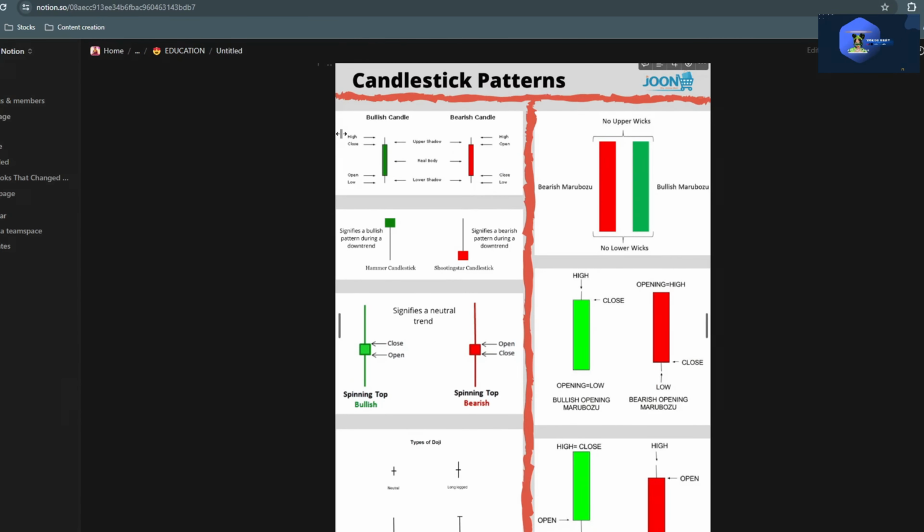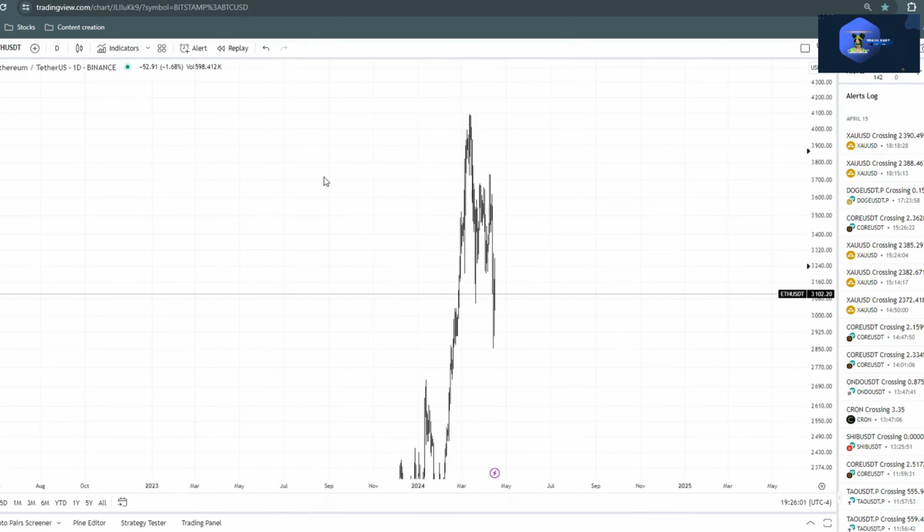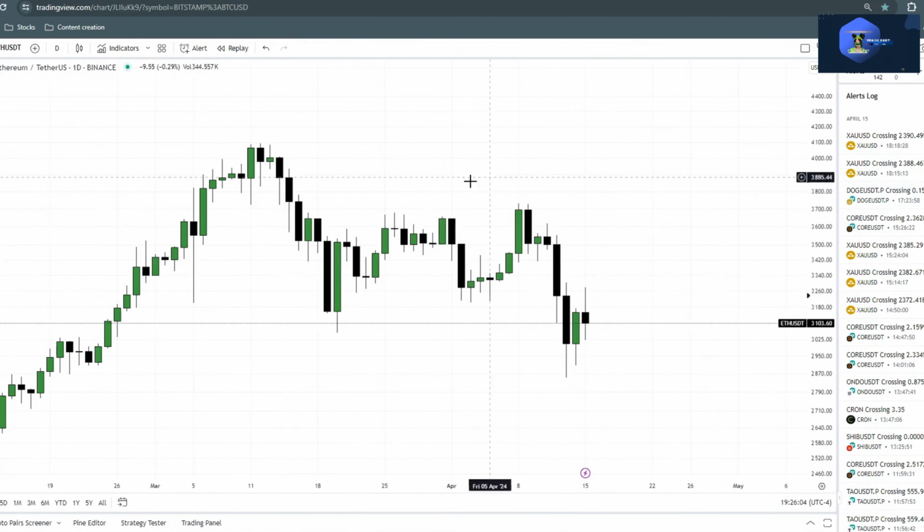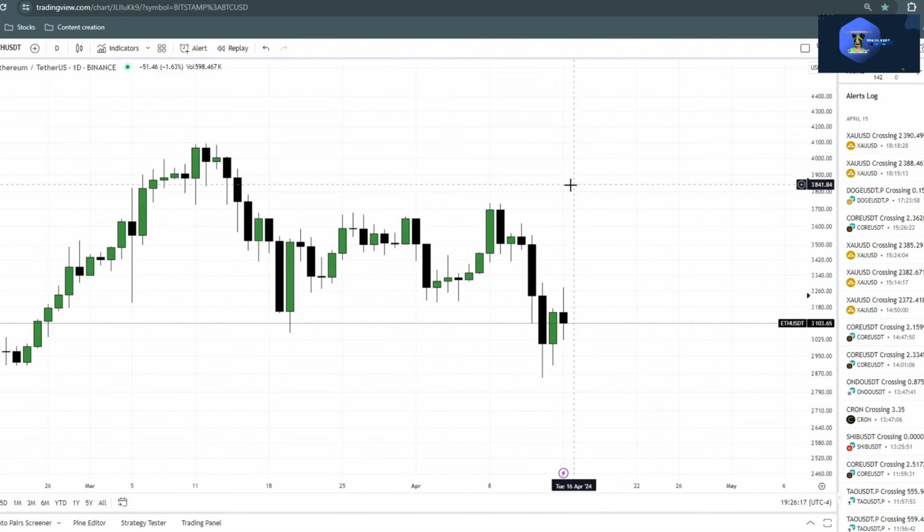First thing first, you need to understand what candlestick patterns are. As you can tell, we have different types of candles. This is like the ideal candle where you have the wicks at the top and bottom and you have a body, right? But if you look at the chart, you don't see those candles everywhere. This is the candle that I initially taught you about, right? You have a wick at the top, a wick at the bottom, and then a body. But all the candles are not the same here.